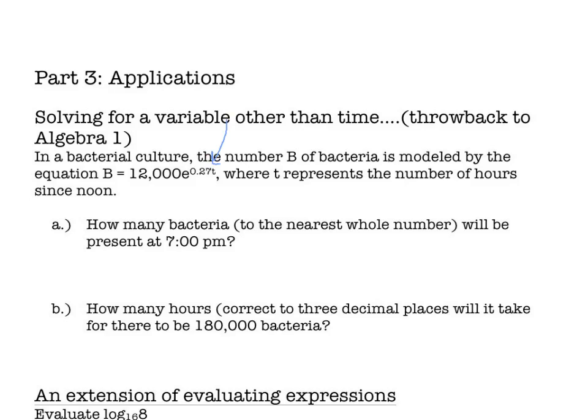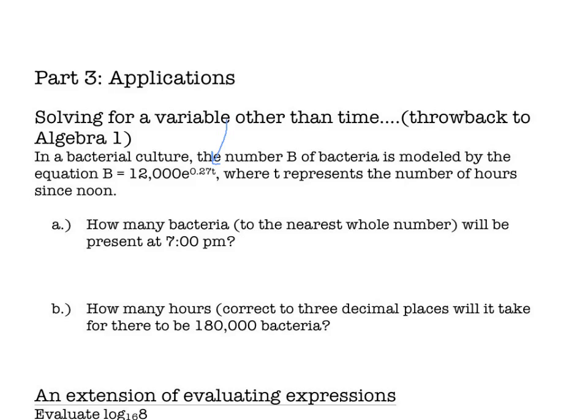So very first thing is, let's look at this equation. In a bacterial culture, the number B of bacteria is modeled by the equation B is equal to 12,000 times e raised to the 2/700ths times t power, and t represents the number of hours since noon. We're going to look at two questions. One, how many bacteria to the nearest whole number will be present at 7 o'clock p.m.?